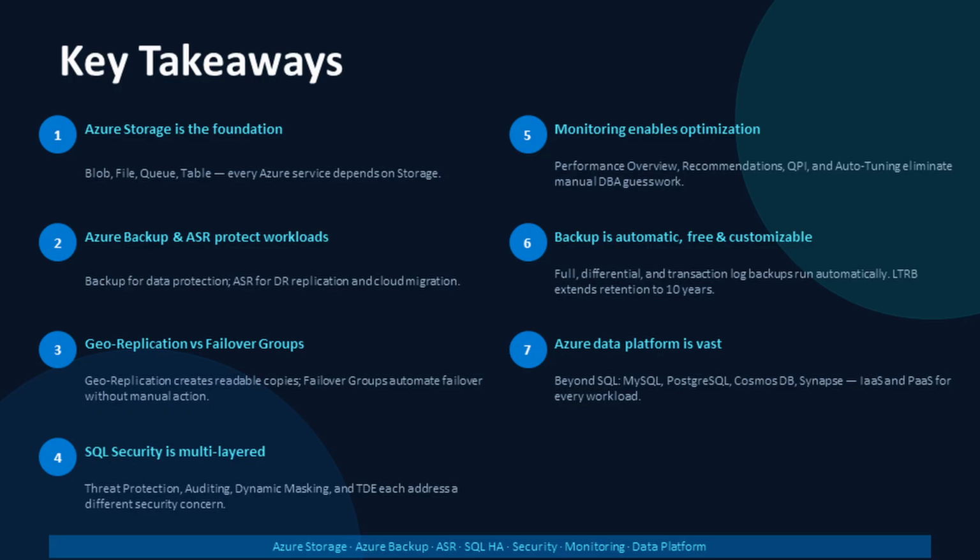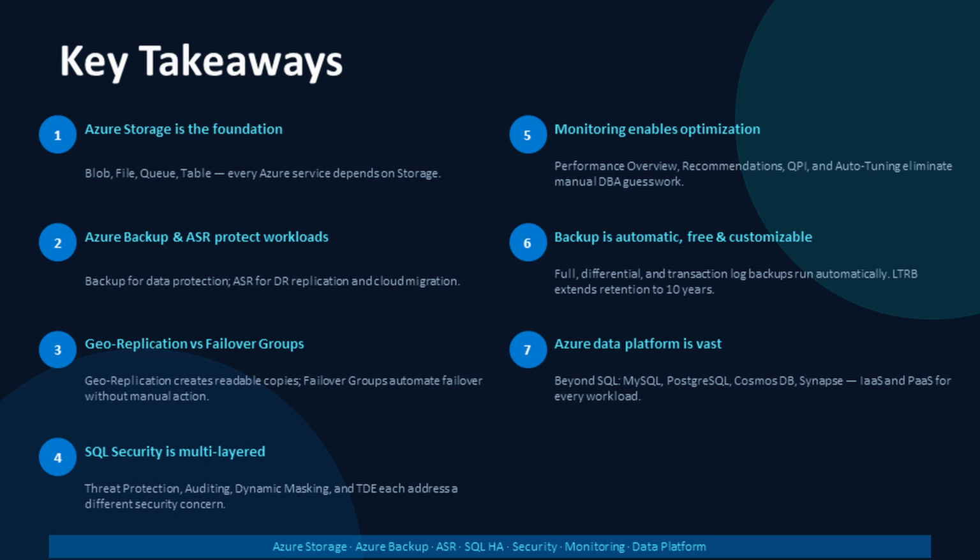Takeaway number 3. Geo-replication and failover groups are not the same thing, and the difference matters. Geo-replication creates a readable secondary copy of your database in another region, but failover is manual. Failover groups wrap a geo-replicated pair with an intelligent endpoint and automated failover logic, giving you true high availability without manual intervention.